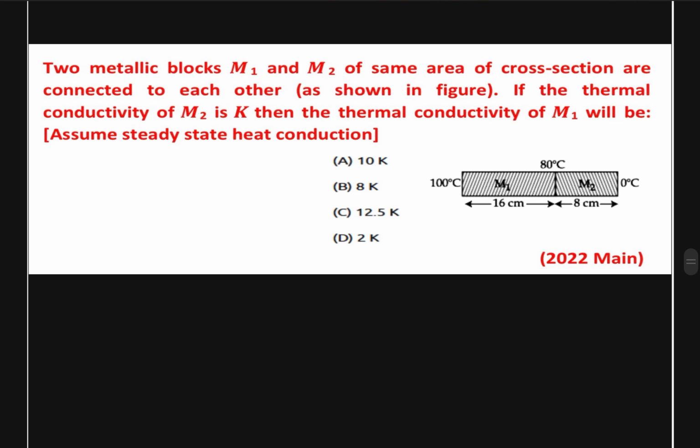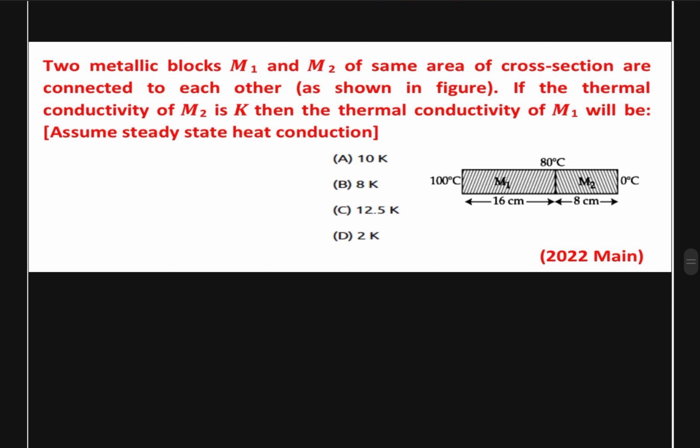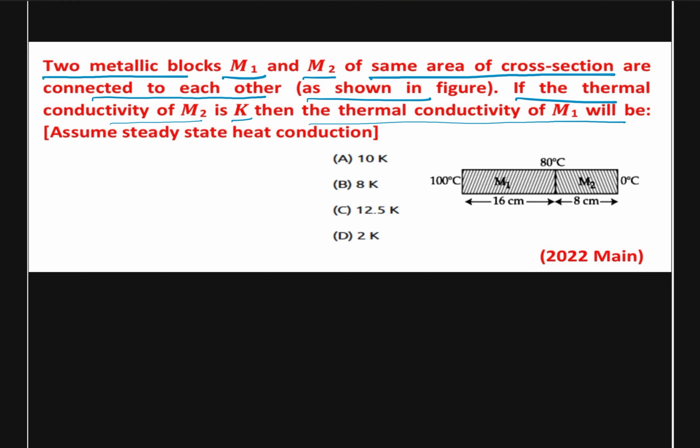Next question. It states that two metallic boxes M1 and M2 of same area of cross section are connected with each other as shown in the figure. If the thermal conductivity of M2 is K, then the thermal conductivity of M1 will be, assume steady state heat conduction. So they are basically connected in series. So we can say the thermal current will be same.